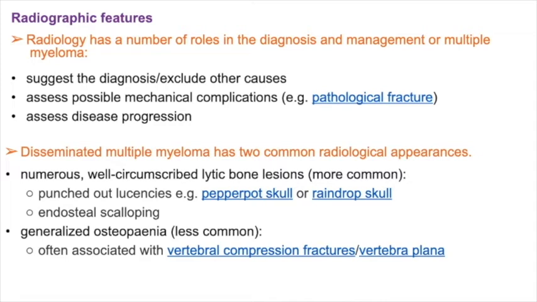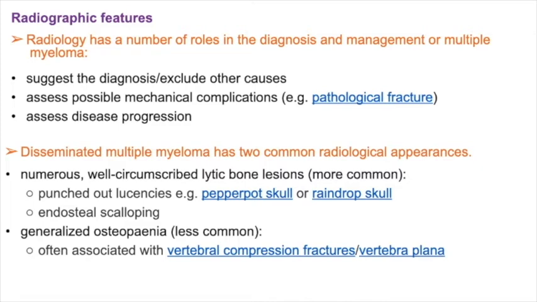For you, the most important thing is that disseminated multiple myeloma has two common radiological appearances. The first one is numerous well circumscribed lytic bone lesions, okay, and generalized osteopenia. So the first one, well circumscribed lytic bone lesions, remember they are lucent. Lytic is lucent, so that means there are punched out lucencies. We call it pepper pot skull or raindrop skull sign.